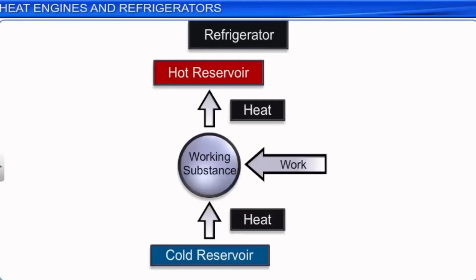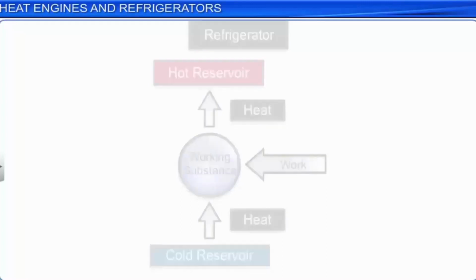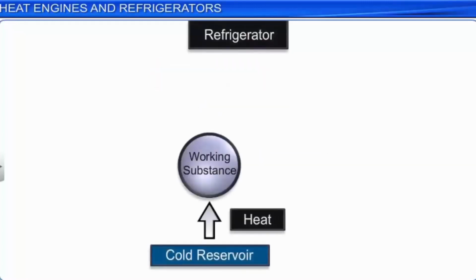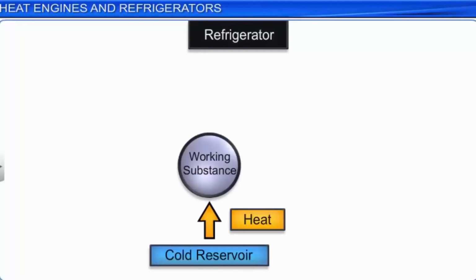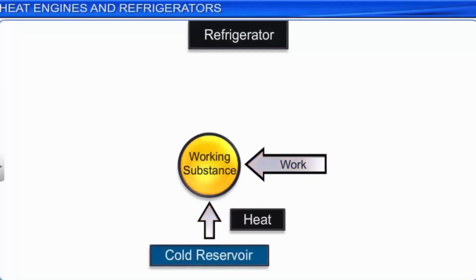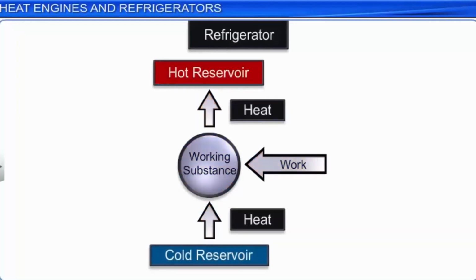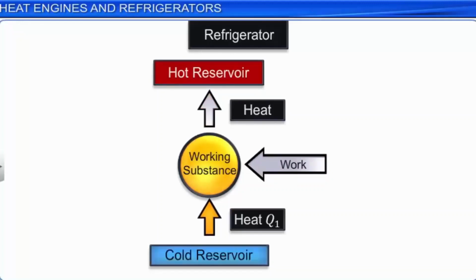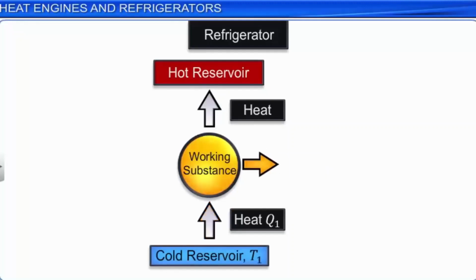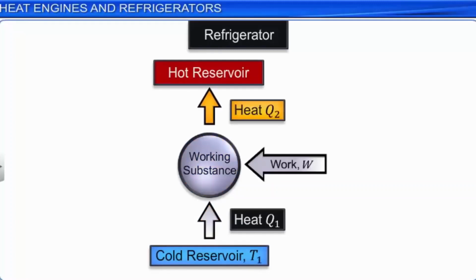Now let us understand the working of a refrigerator or a heat pump. The schematic representation of a refrigerator or a heat pump is as shown. A refrigerator is a device that takes heat from a cold reservoir, and after some external work is done on it, it releases some heat to a hot reservoir. Assume that the working substance receives heat energy Q1 from a cold reservoir at a temperature T1, and after W work is done on the system, it rejects heat energy of Q2 to a hot reservoir at a temperature T2.